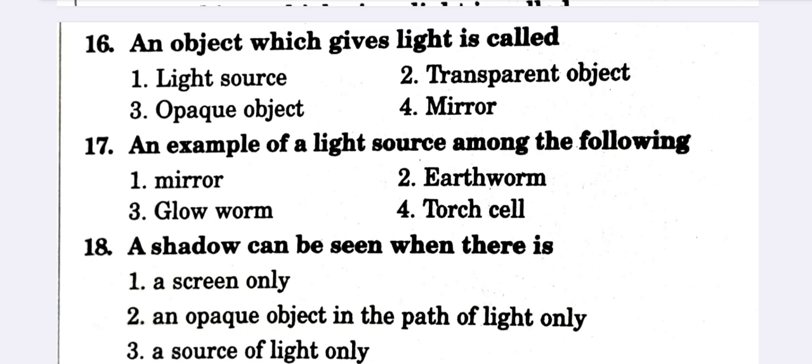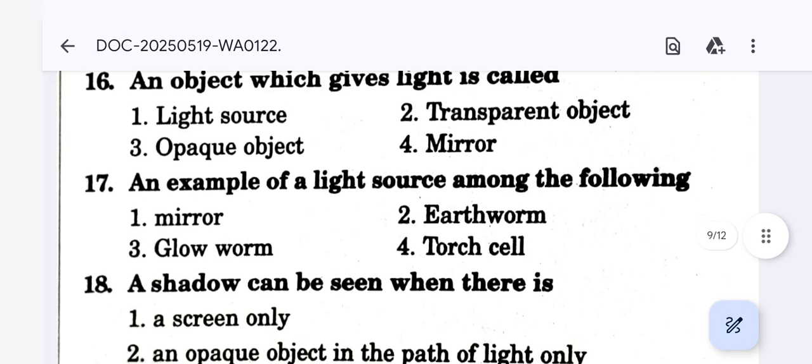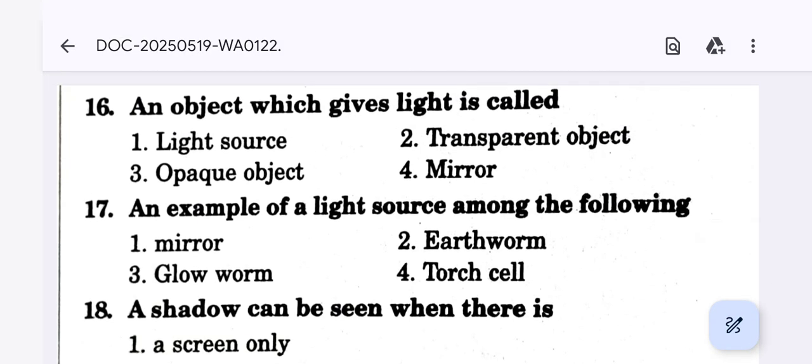An object which gives light is called. So an object which gives light is called, is it the light source, transparent object, opaque object, or mirror? So which object gives the light here? The light source is the correct answer.